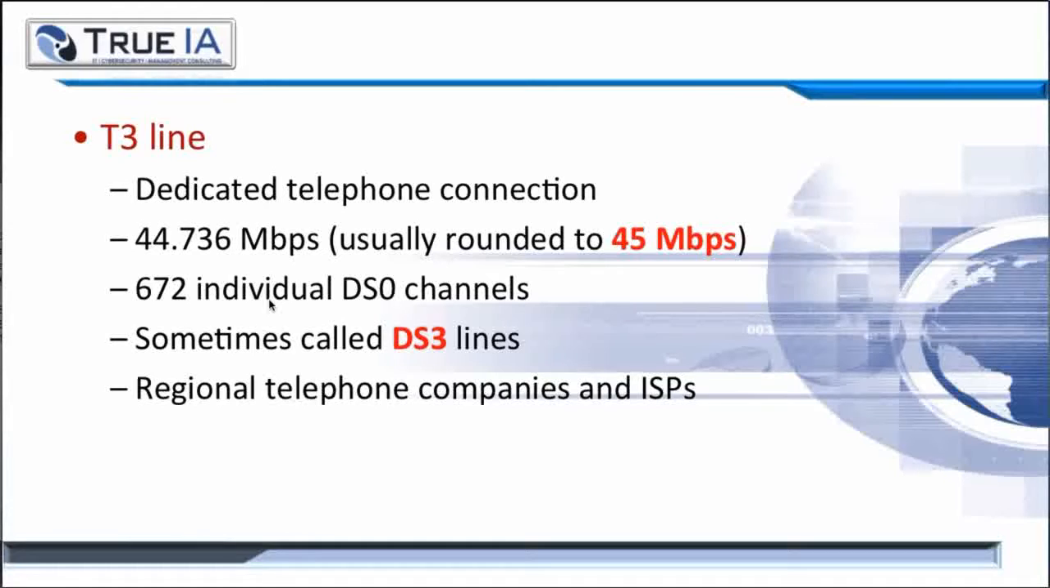Next is a T3 line. It's a dedicated telephone connection at 45 megabits per second. There are 672 individual DS0 channels, sometimes called DS3 lines. This is what your regional telephone companies and ISPs are using.